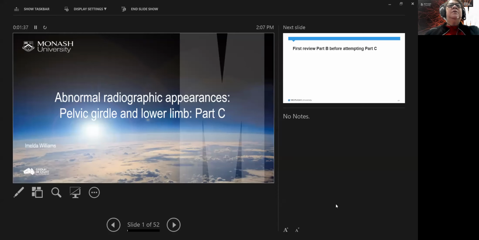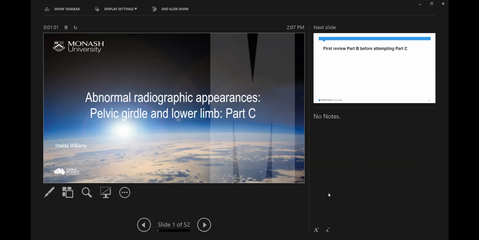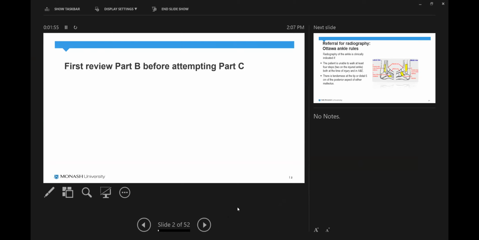This presentation is part C of the abnormal radiographic appearances of the pelvic girdle and lower limb, and it includes the ankle as well as the foot. So before you start part C, please ensure that you have gone through part A as well as part B.